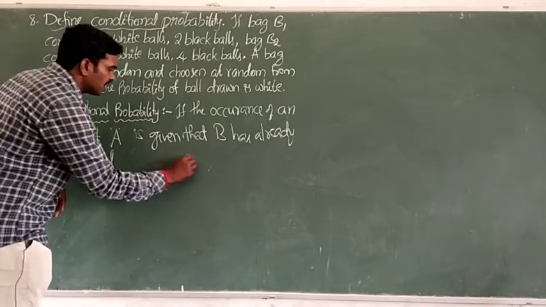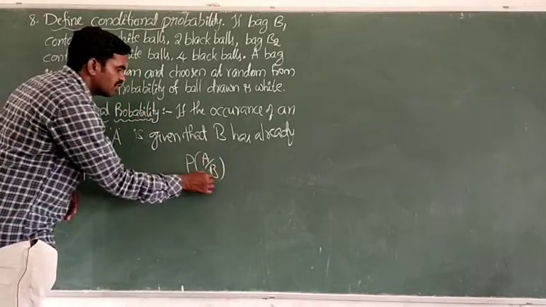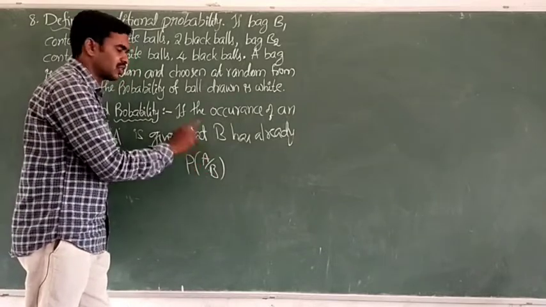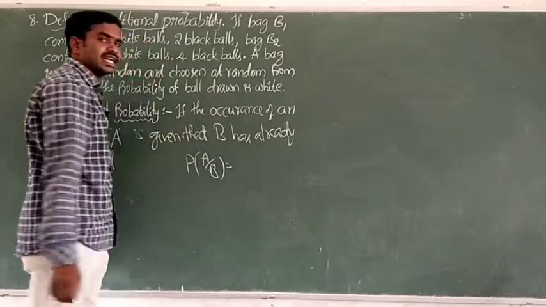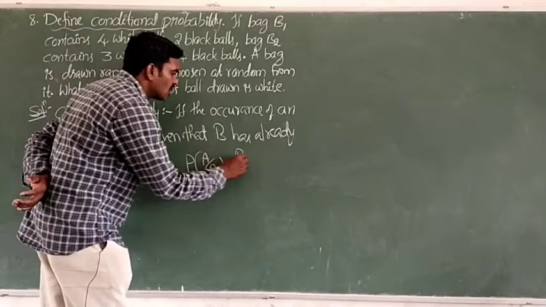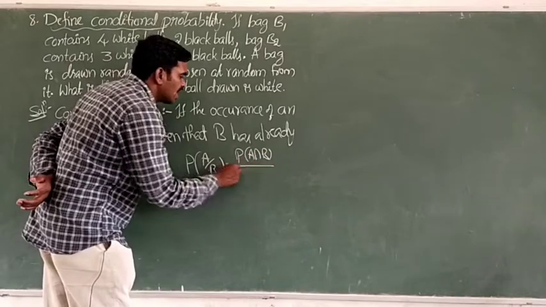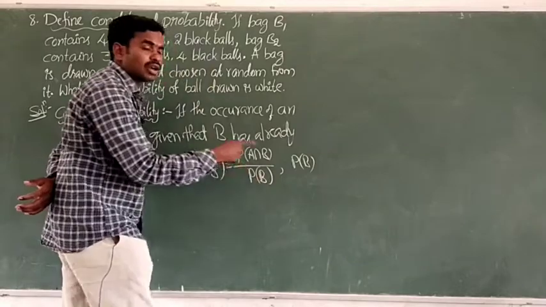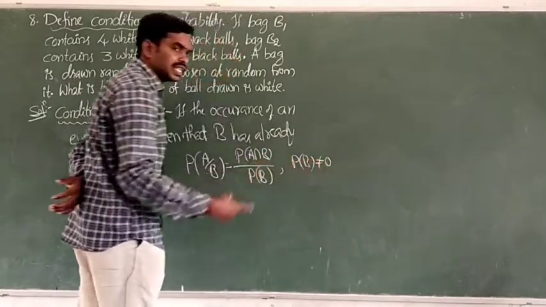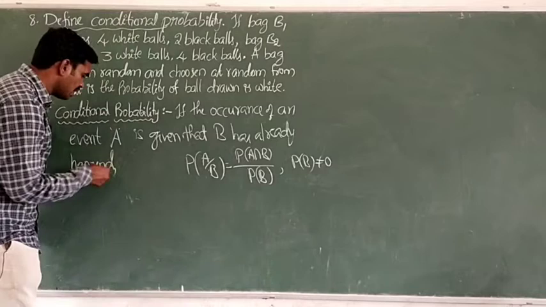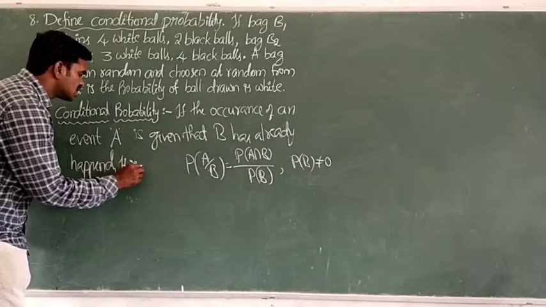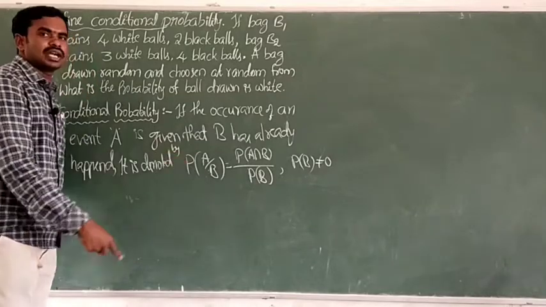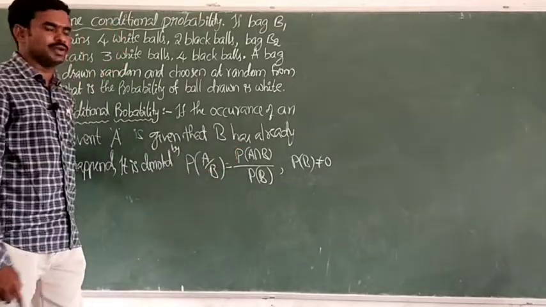B happened already, and the probability of A we are finding. We can denote it by A by B. Here B happens first. At that time, what is the probability of A? This is defined as P of A intersection B by P of B. Here P of B, the denominator, must be not equal to 0, or we can write greater than 0 also. So it is denoted by P of A by B, and that is equal to P of A intersection B by P of B.